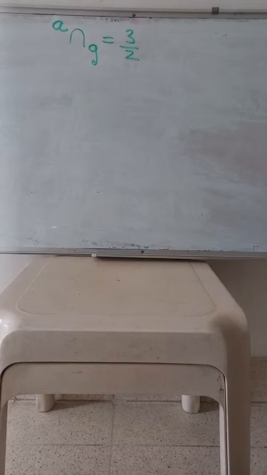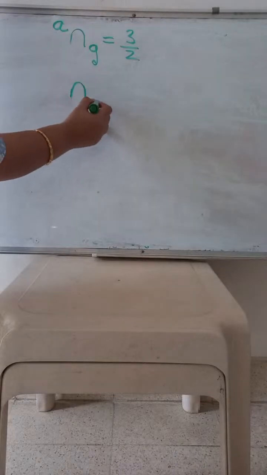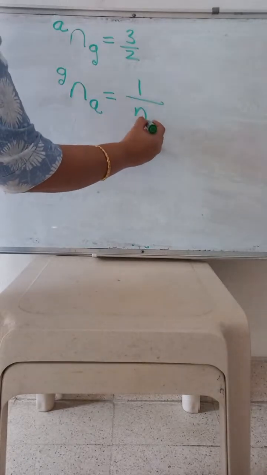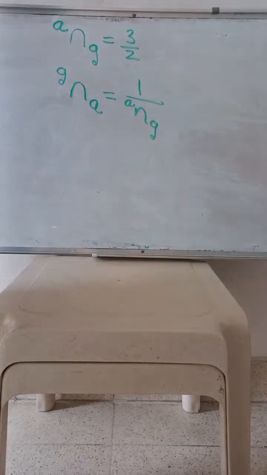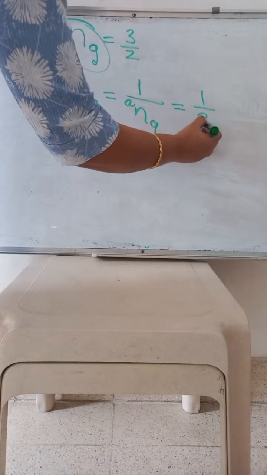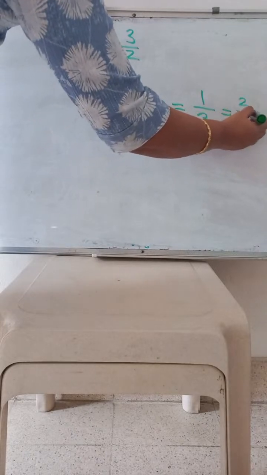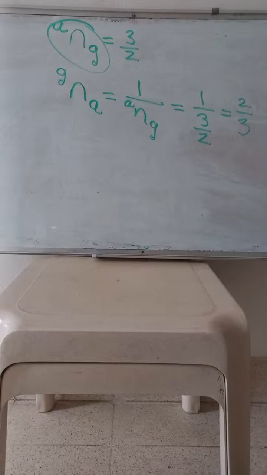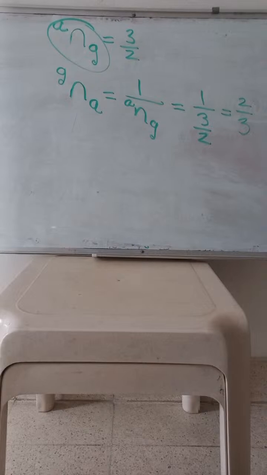Light is going from glass to air. So if we want to find out the refractive index of air with respect to glass, then this formula is nothing but 1 upon the refractive index of glass with respect to air, and that value we already have. You can substitute this value over here, and you will get 2 by 3. This is what I am getting as the refractive index for air with respect to glass. So this is your answer.